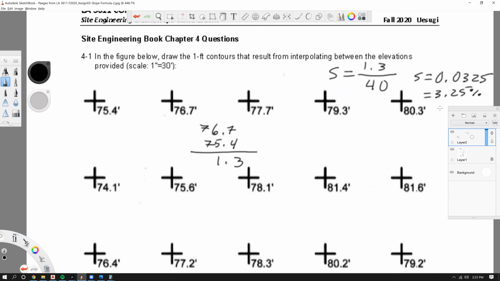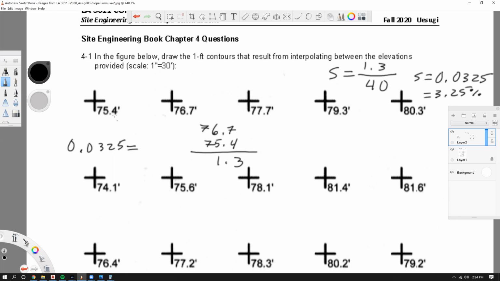That might confuse you. You should always keep track that you don't ever plug 3.25 back into your formula. Make sure you always convert the percentage back into a decimal before you actually use it in math. So now we know our slope, 0.0325.